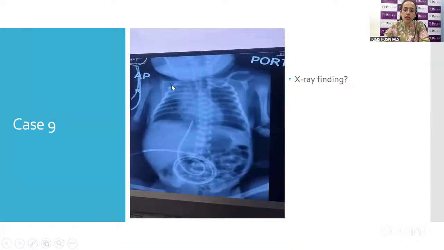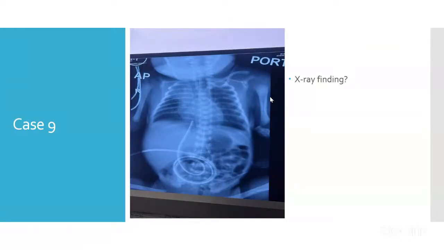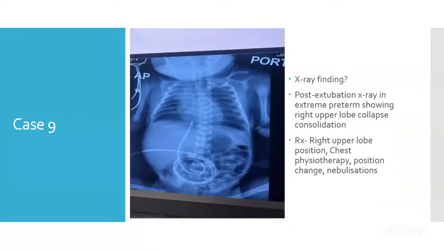So what we can see in this case is the opacity in the right upper lobe of the lung. The baby was extubated. So this is a case of right upper lobe collapse consolidation. This is the post-extubation X-ray in an extreme preterm baby.